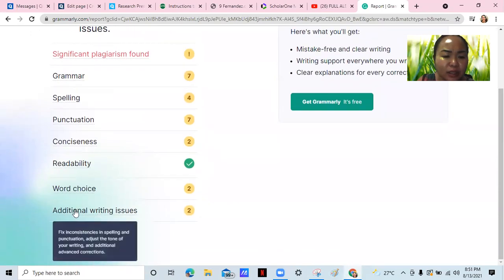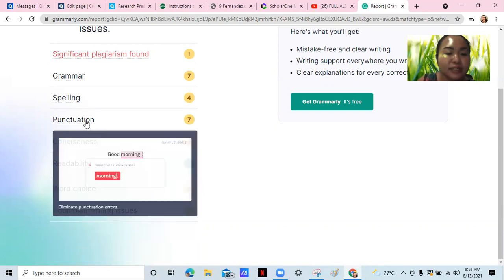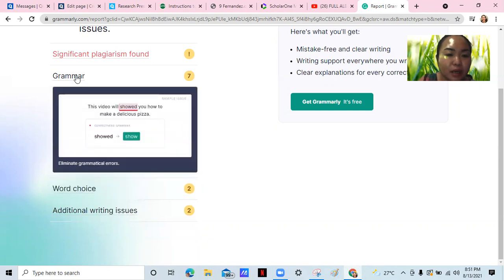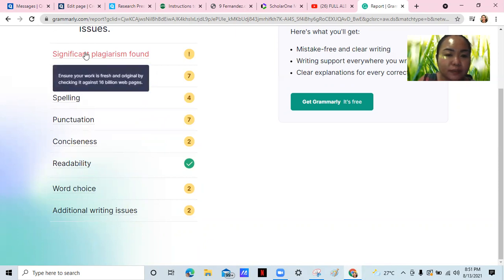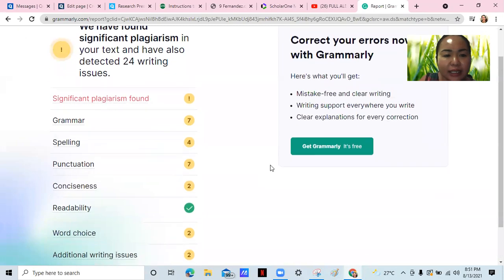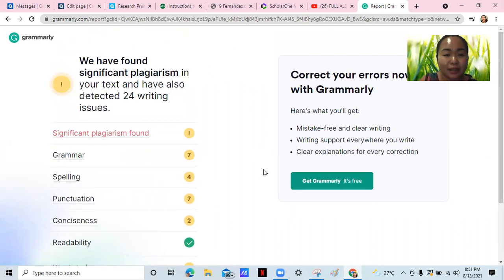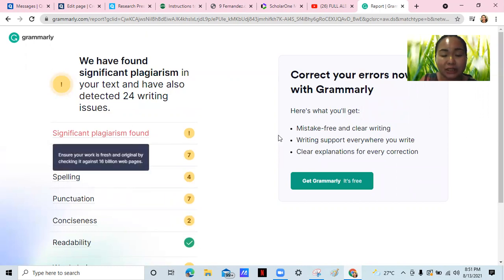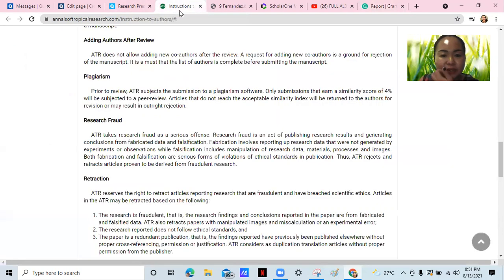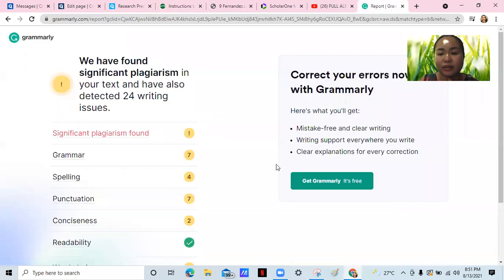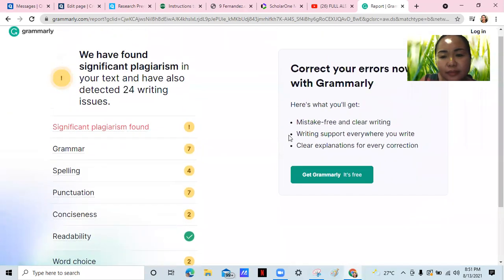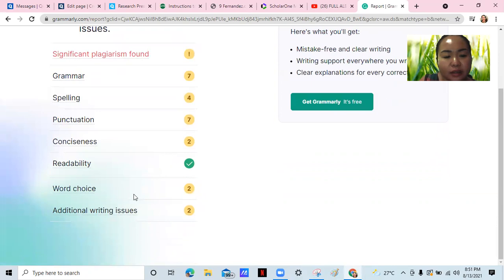But for additional writing issues, there's conciseness, there's an example here, punctuation, spelling, grammar, ensure work is fresh. Okay. So it will highlight how much plagiarism there is. And if it's very high, like 90% plagiarism, then it needs to be edited. So it means the authors should check, since plagiarism checkers and Grammarly also show these words that appear the same, as though you plagiarized.